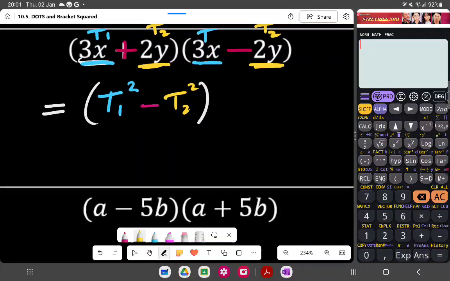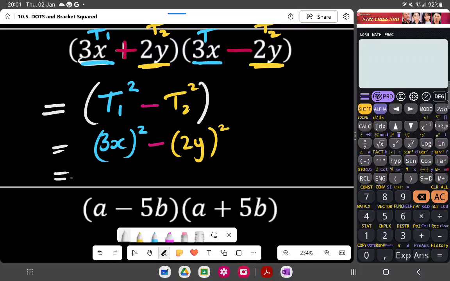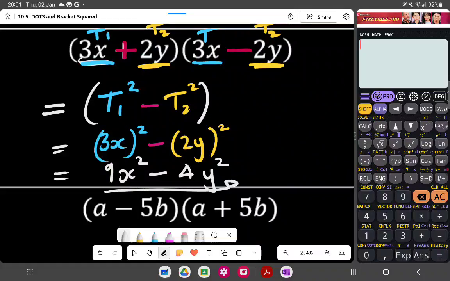So let's go ahead and multiply that out. Term 1 is 3x, we're going to square that, minus term 2 is 2y, and we're going to square that. So our final answer is going to end up being 3 squared is 9, x squared, minus 2 squared is 4, and y squared. That is your final answer for the first one. I need you to memorize this line: difference of two squares is term 1 squared minus term 2 squared.